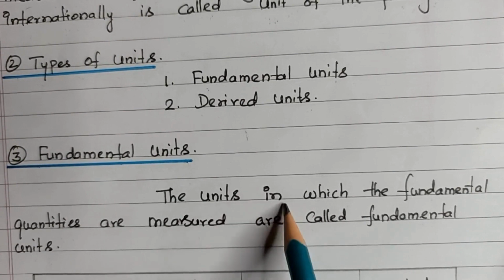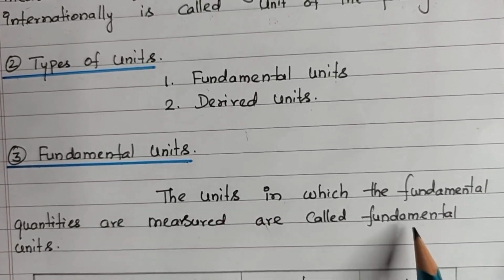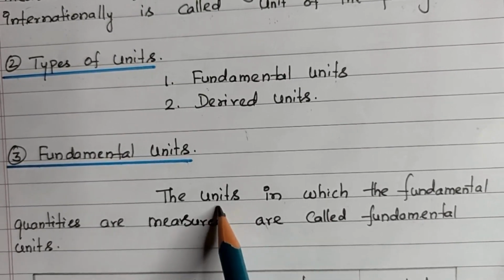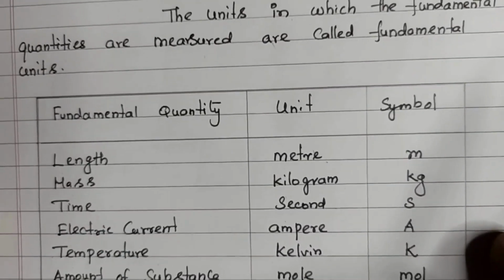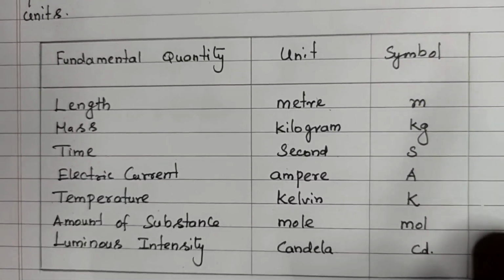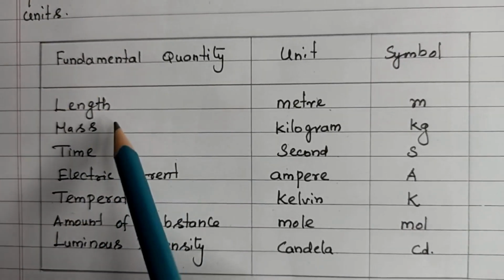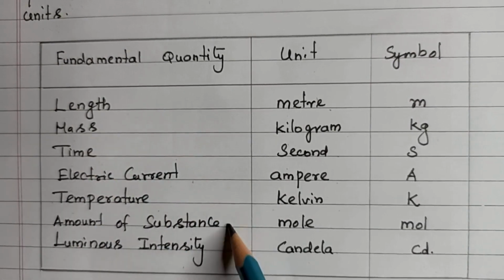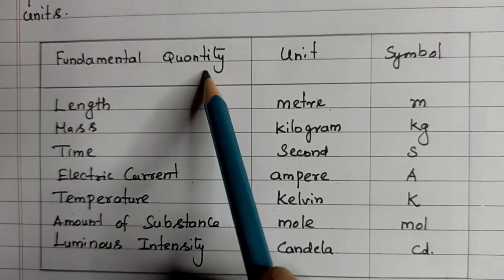The units in which the fundamental quantities are measured. அதாவது ஃபண்டமெண்டல் குவான்டிட்டிஸை மெஷர் பண்ணுறதுக்கூடிய யூனிட் தான் வந்து நம்ம ஃபண்டமெண்டல் யூனிட் அப்படின்னு சொல்கிறோம். இப்போ we already know that there are 7 fundamental quantities. What are the 7 fundamental quantities? Length, mass, time, electric current, temperature, amount of substance, luminous intensity.